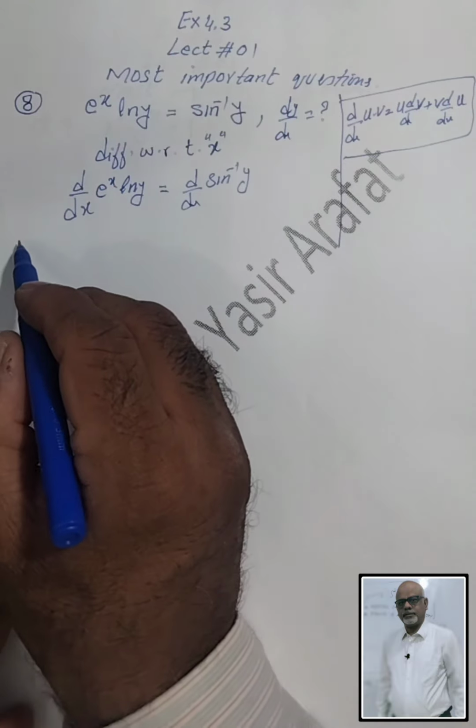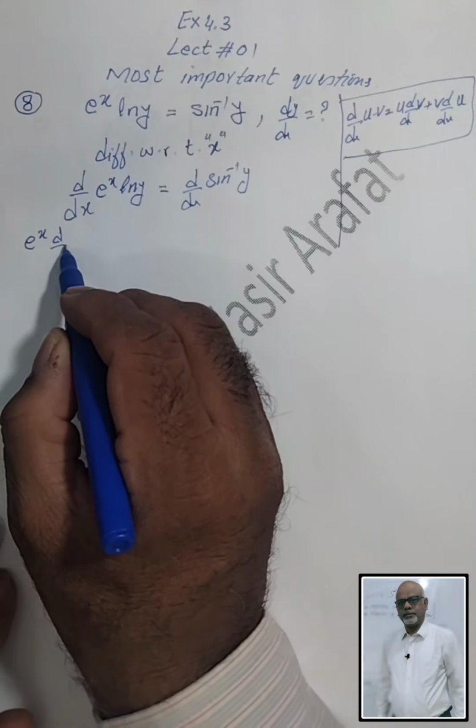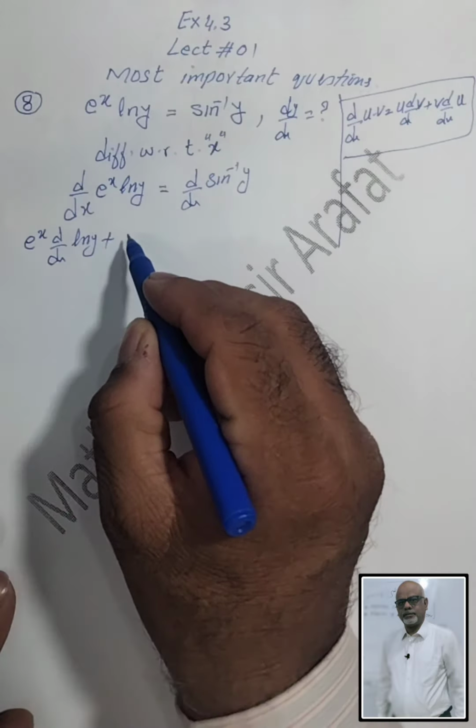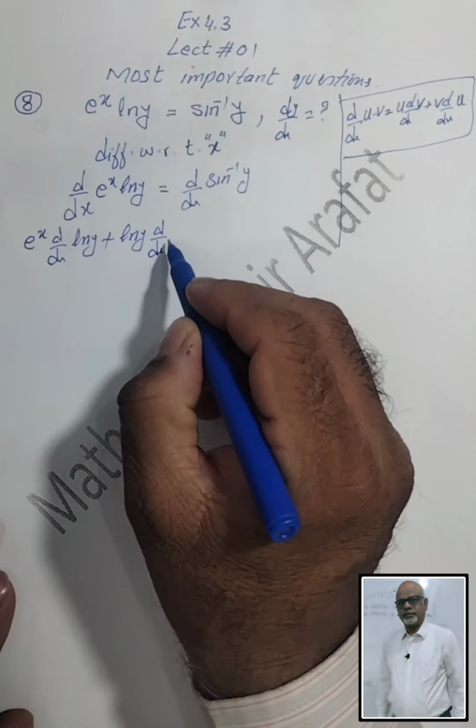So here we have to apply the formula, this formula, that is u as it is derivative of v plus v as it is derivative of u.